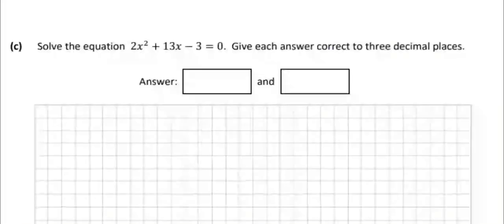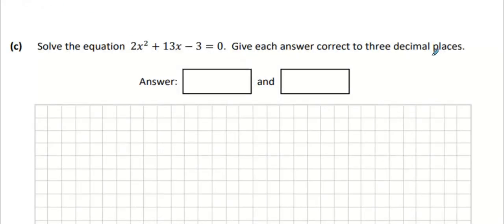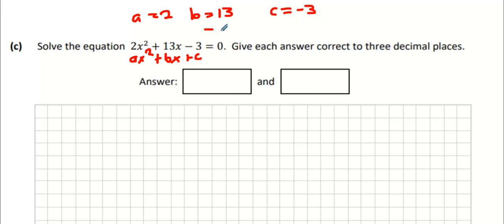Next, solve this equation, give each answer correct to two decimal places. We're going to probably need the minus b formula. a equals 2, b equals 13. Remember, it's ax squared plus bx plus c. Our c value is minus 3. Our minus b value must be minus 13. We put it into the formula, which is the minus b formula, as shown.